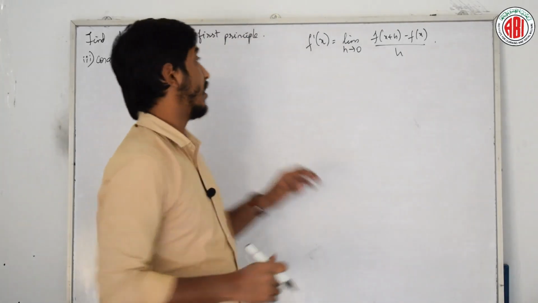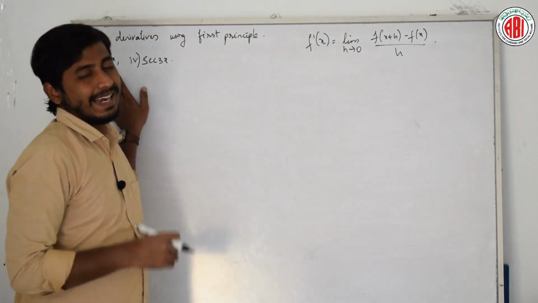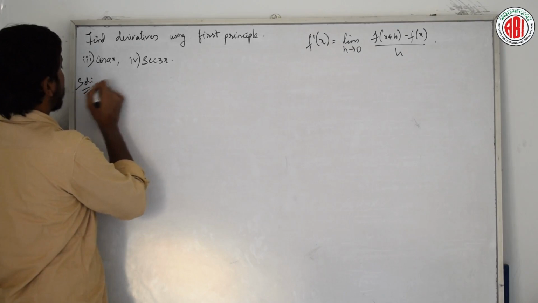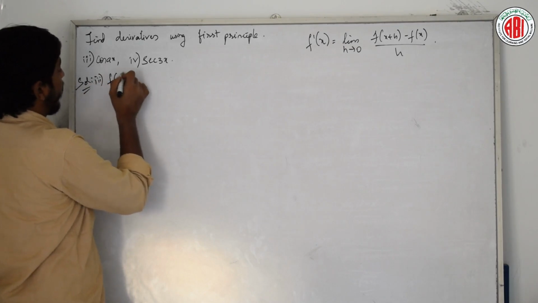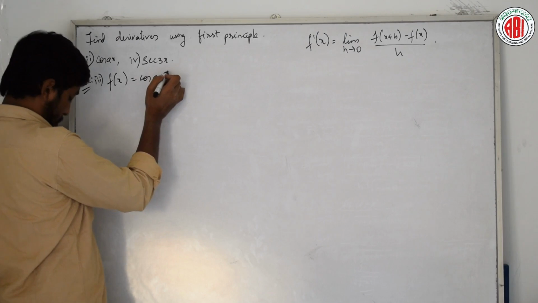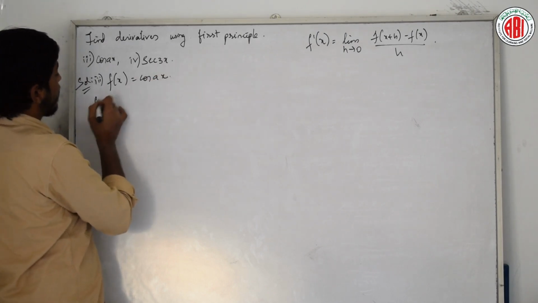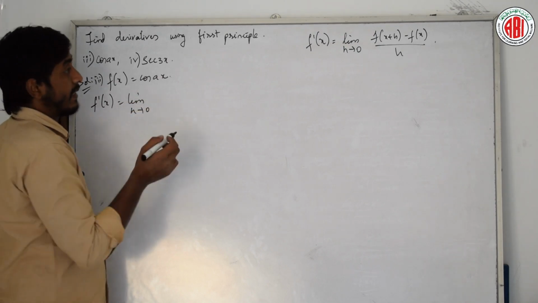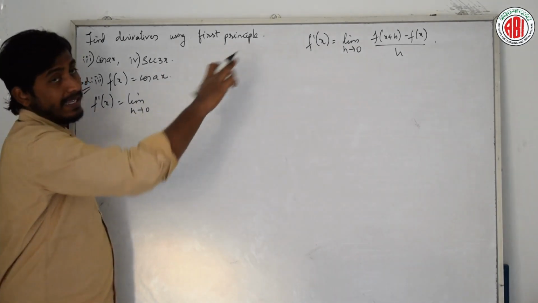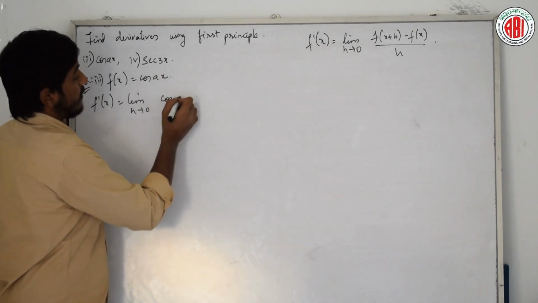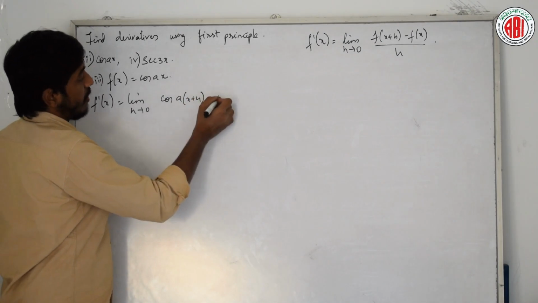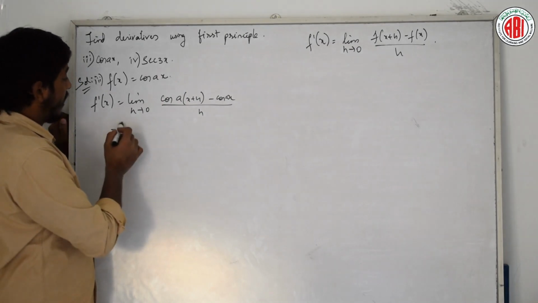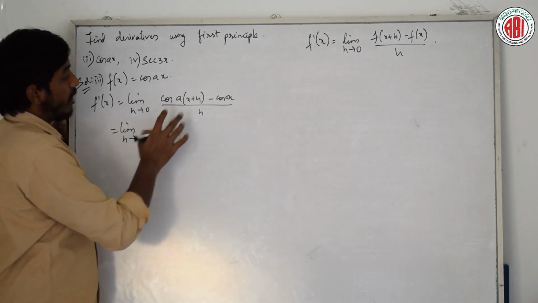Let's look at the next question here. That is cos ax. That is a trigonometric function. Right? Now how to do it? First step is, let f of x be cos ax. And the next formula is f dash of x is equal to limit h tends to 0, substituting x plus h, that is cos a into x plus h minus cos ax divided by h. Is it fine? That is limit h tends to 0, cos c minus cos d.